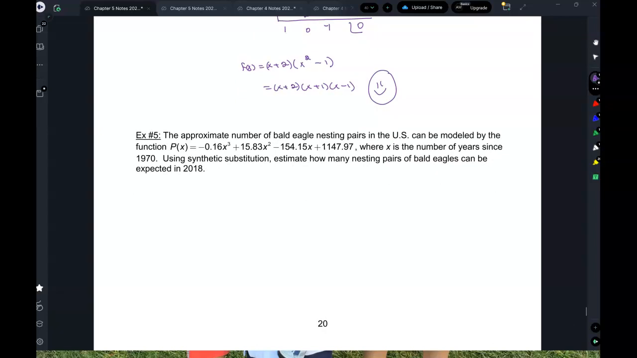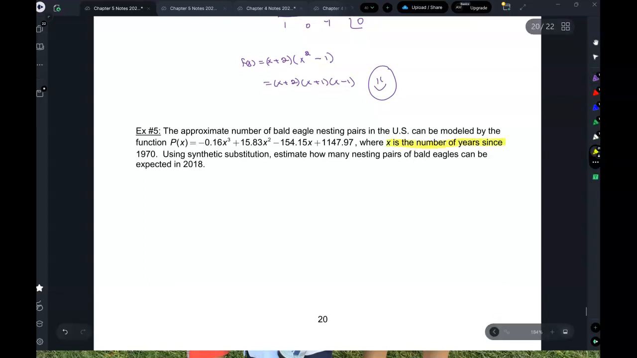All right. So, and of course, life would be nothing if we don't put a few decimals into the problem, right? Yes. Okay, so the approximate number of bald eagle nesting pairs in the US, you always wanted to know about that, didn't you? Right? Yeah. So here it is. All your dreams are coming true in 2024, right? Okay, can be modeled by this function p of x, where here is important information now. X is the number of years since 1970, and p, obviously, is the number of bald eagle nesting pairs. Using synthetic substitution, estimate how many nesting pairs of bald eagles can be expected in 2018.